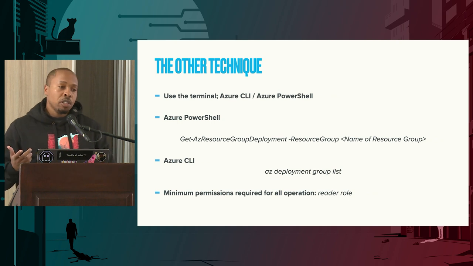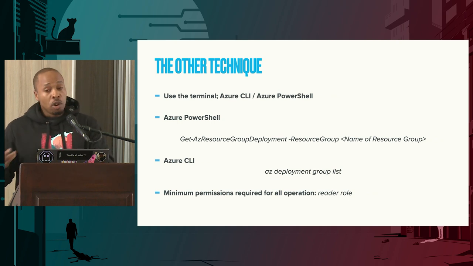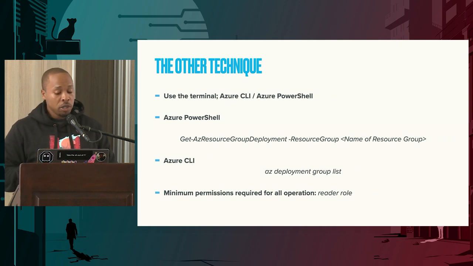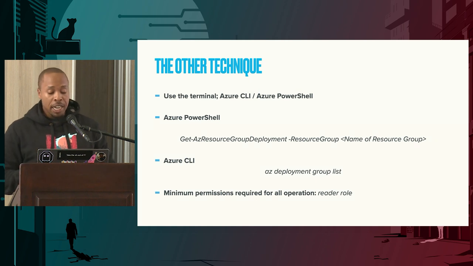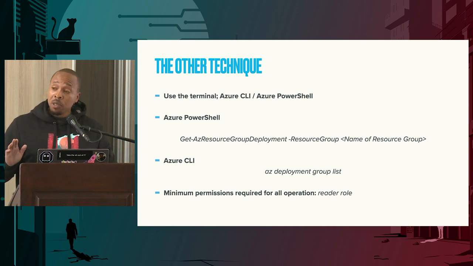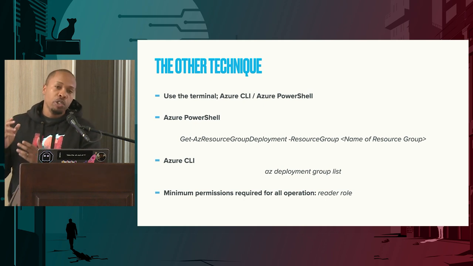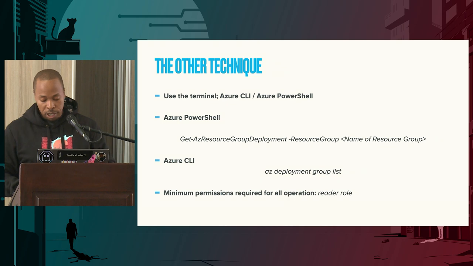To use Azure PowerShell, you need the Az PowerShell module, and then you can run this command, Get-AzResourceGroupDeployment, and you specify the resource group name. And Azure CLI is just az deployment group list, and that will give you a full list of what the deployments are. Just to recap, the minimum permission that you need is the Reader role. So if you have the RBAC Reader role, you can then read what the templates are.